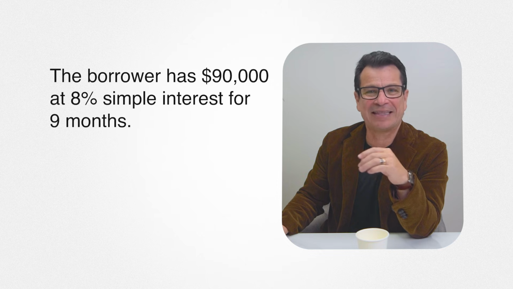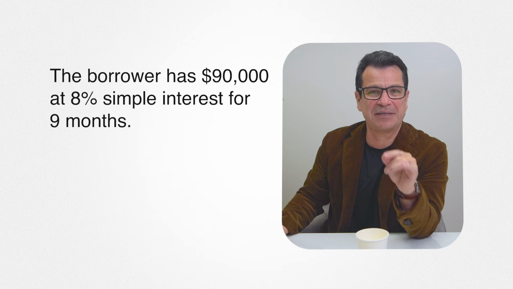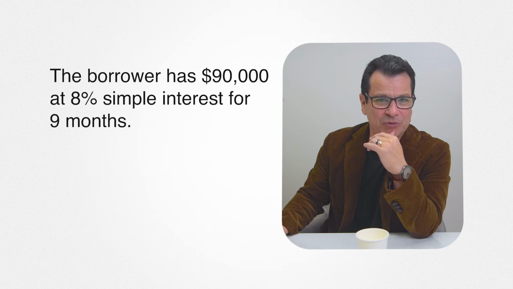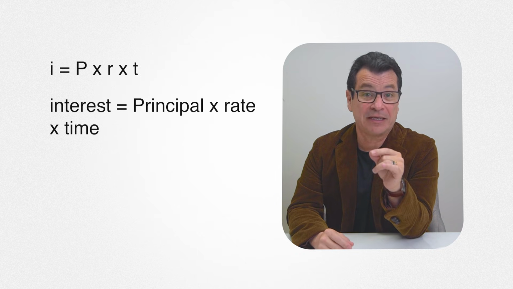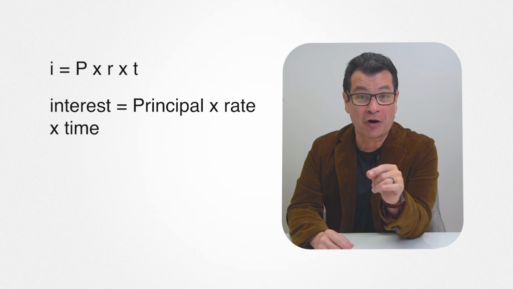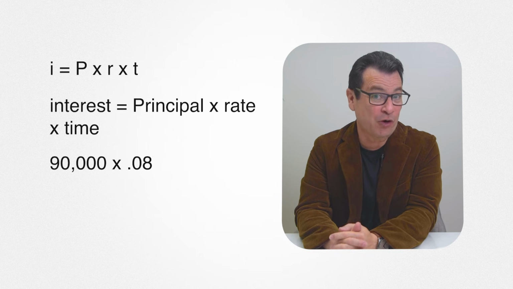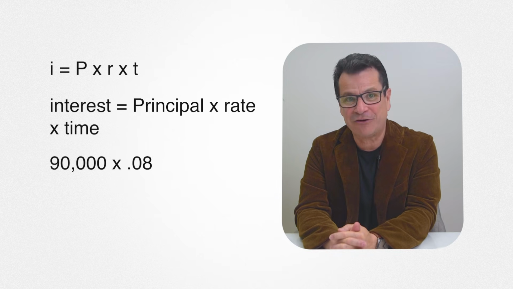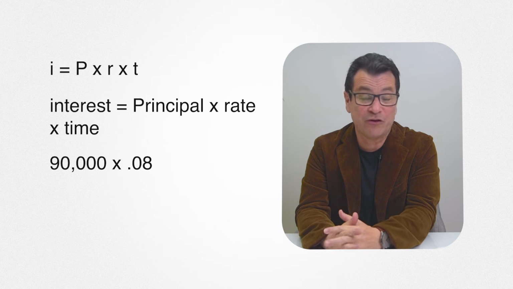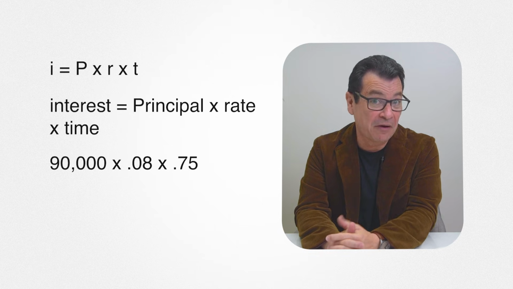Now, problem number 9. These are fun, aren't they? This is a simple question. Let's see what it is. The borrower has $90,000 at 8% simple interest for 9 months. What's the interest? The formula for interest is I equals P times R times T. P is 90,000, R is 0.08, T is time in years. So 9 months is 9 over 12, which is 0.75.